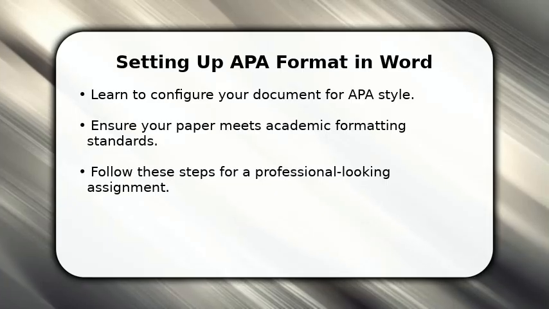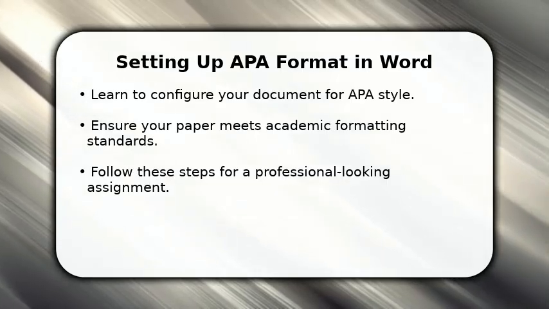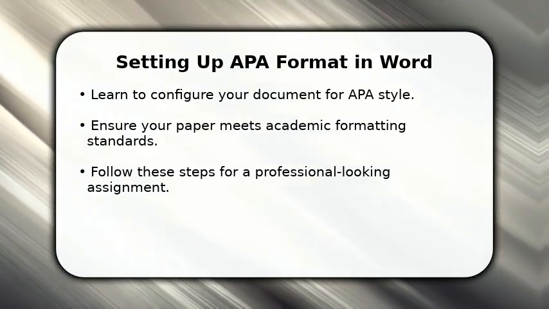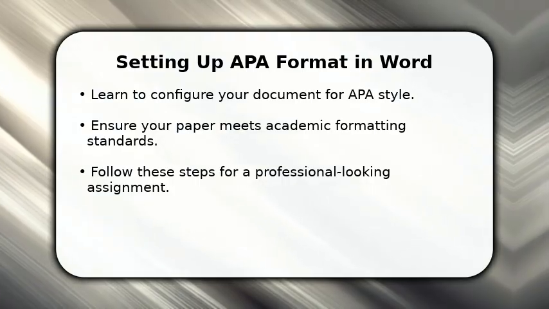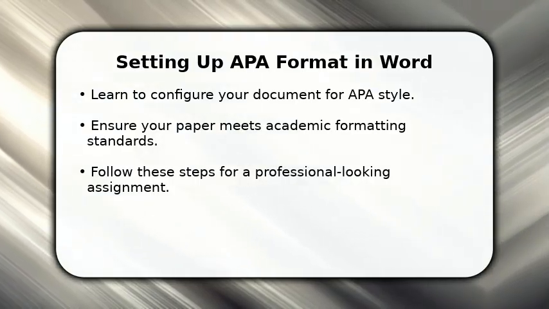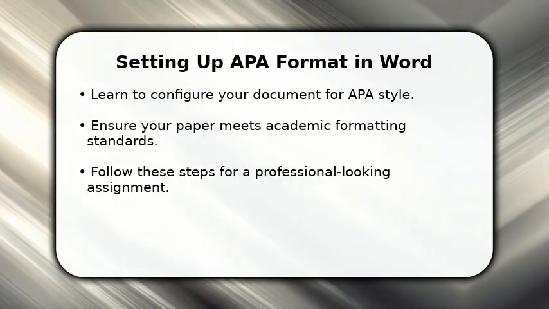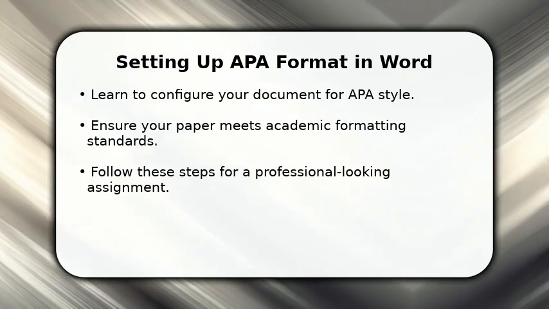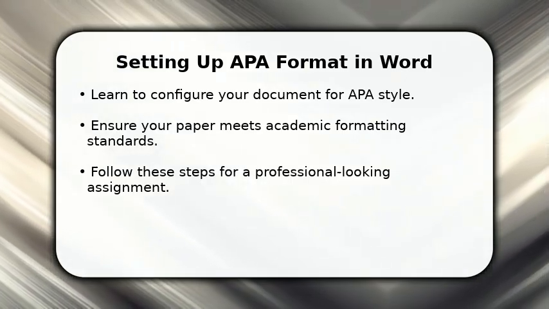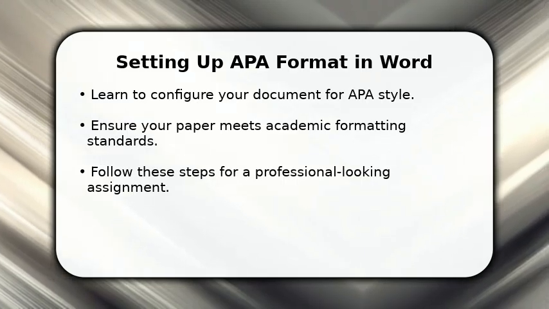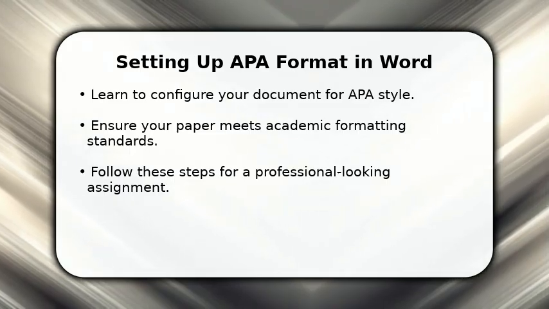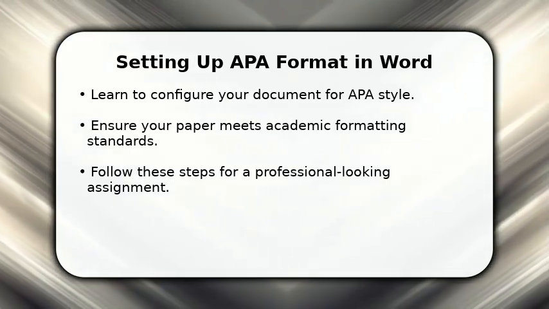Enjoy the video. In this video, I will explain how to set up a Word document for APA format. First, open a new Word document. We'll begin by adjusting the page layout to meet APA guidelines, which is crucial for academic submissions. Then, we'll move on to setting up the correct margins and ensuring your document is ready for content. This guide will help you create a polished and correctly formatted paper from the start.